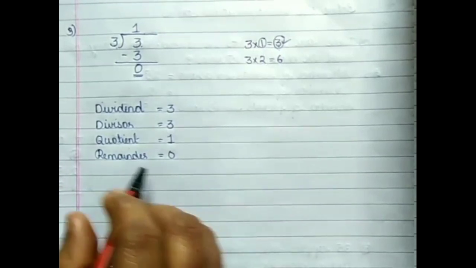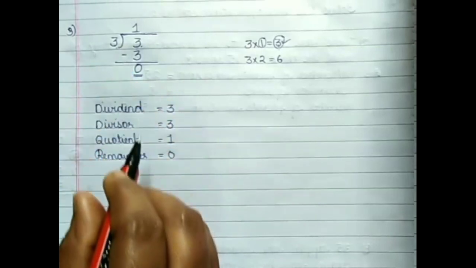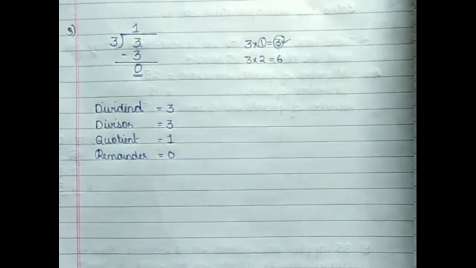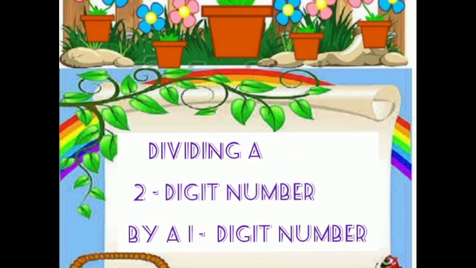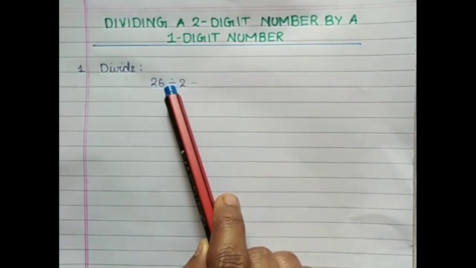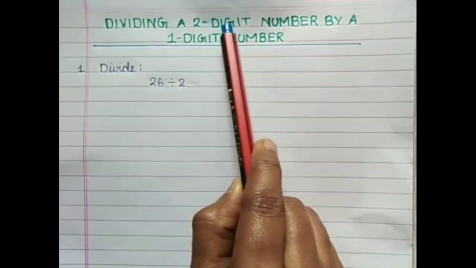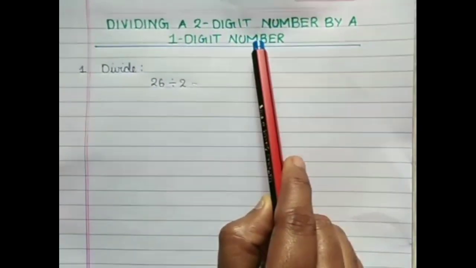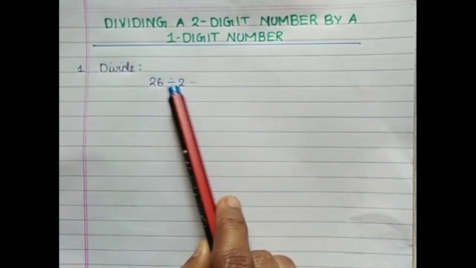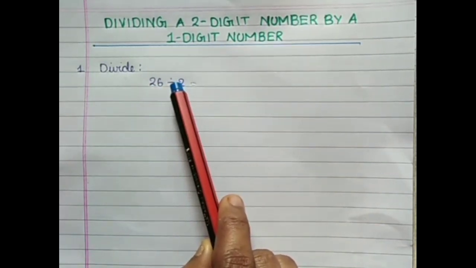So this is a method of dividing a one-digit number by another one-digit number using long division method. Next, we are going to learn dividing a two-digit number by a one-digit number using long division method. Here we have our first question: 26 divided by 2. Here 26 is a 2-digit number and 2 is a 1-digit number.